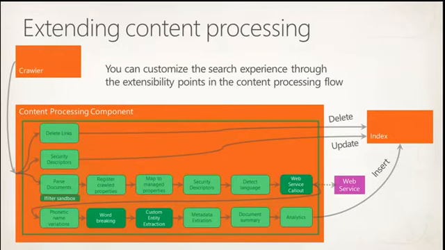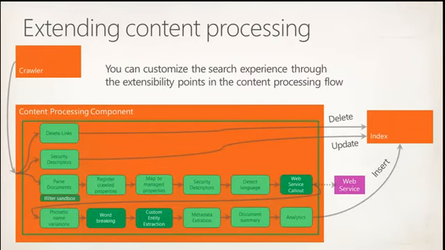The other place that you can extend is word breaking. So you can add a whole new custom word breaker, or you can add new terms to a word breaker dictionary so that you look at terms like AT&T, for example, which would normally be split into three different tokens. You can add that as an exception, and then that will be just a single token when you search.